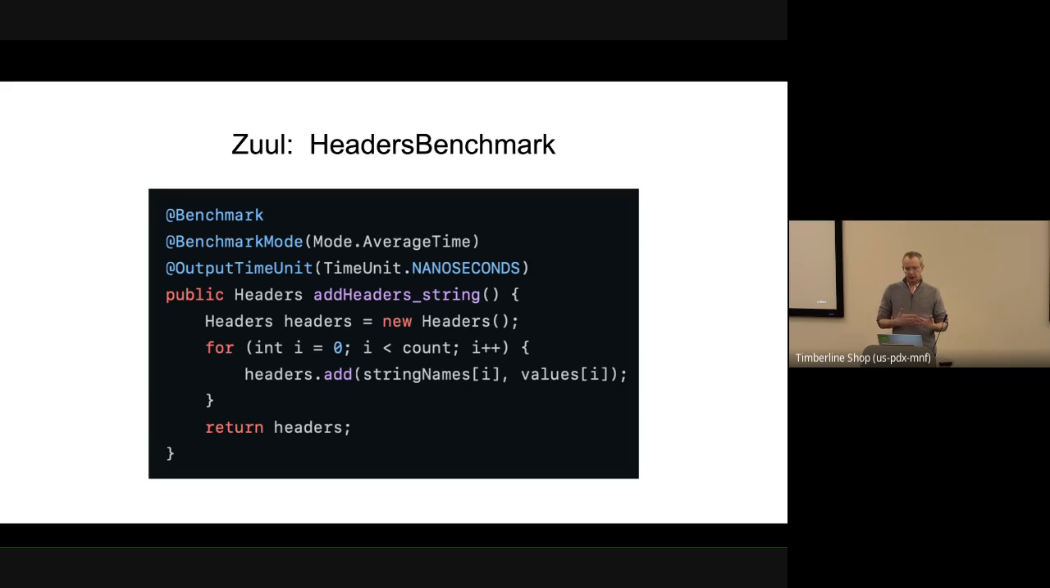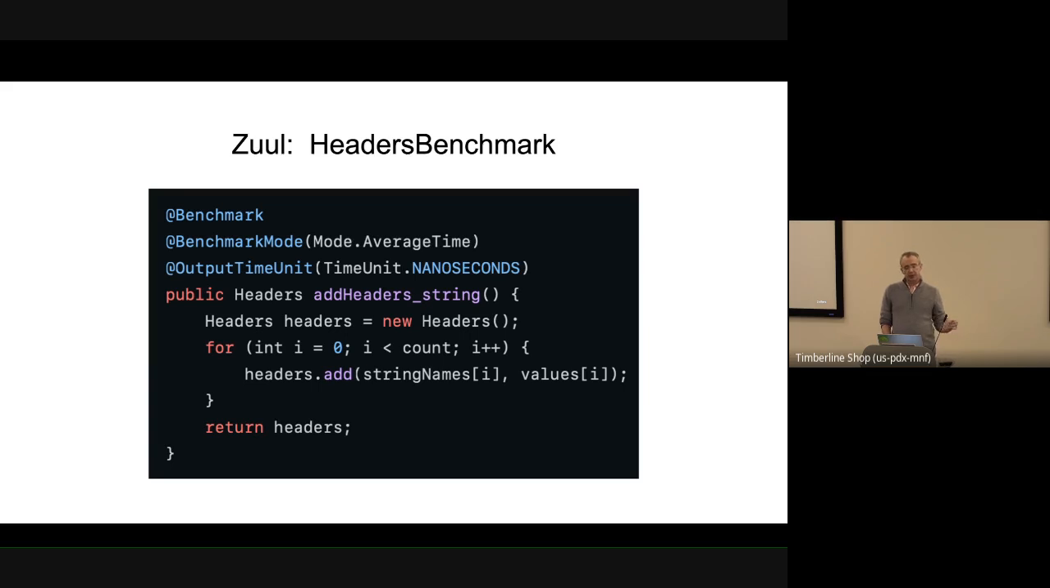Some people prefer to use throughput as the benchmark mode. That's the one I tend to use. Throughput just tells me the number of times that this method was able to execute during some time period. So this is a really simple little benchmark. It's just instantiating the Zuul Headers object, and then it's adding like 100 headers into the object. And then at the end, it says return.